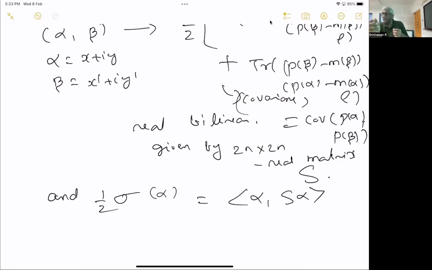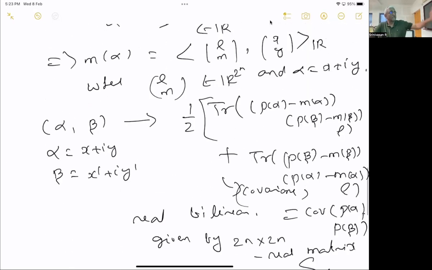Okay. So could you scroll up a bit? Yeah, I'm scrolling up. Yeah. So the mean is clear, no? Mean just gives a linear map, so it is given by something. That is clear. Okay. So the next thing is I'm taking alpha, beta, taking to the covariance of P of alpha, P of beta. That is a matrix. That's bilinear, so it's a matrix. Right? So this is a matrix. Okay. And it's given by a matrix.